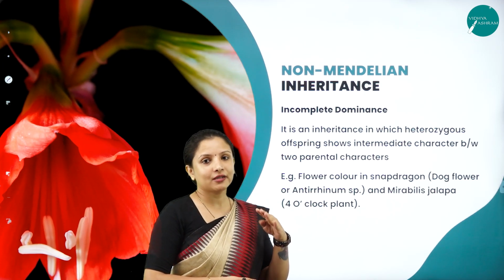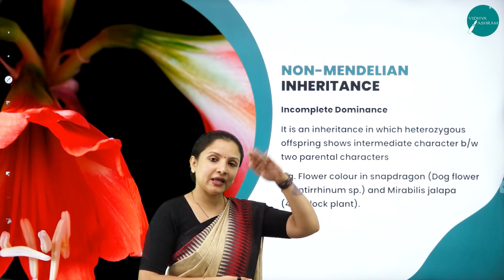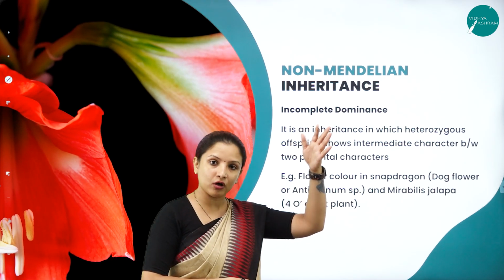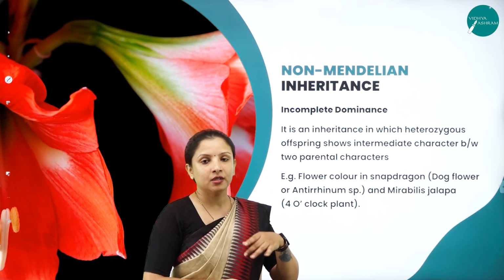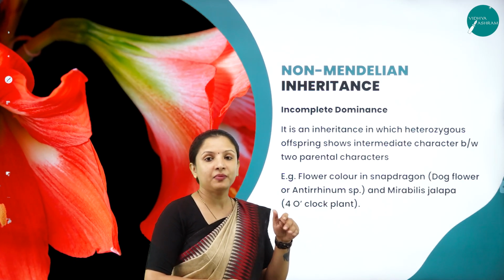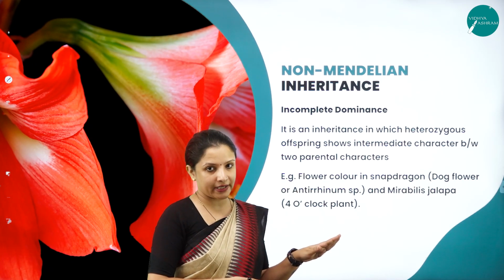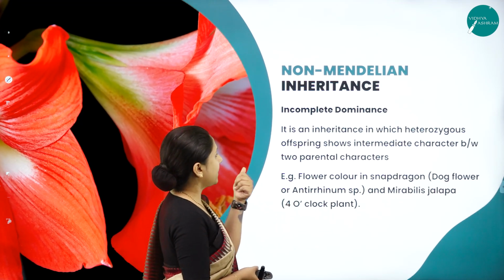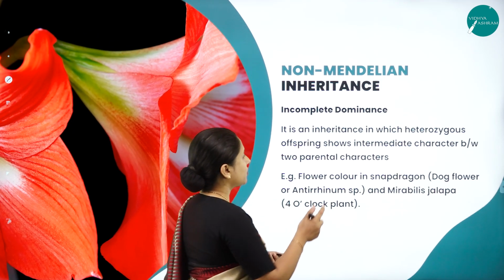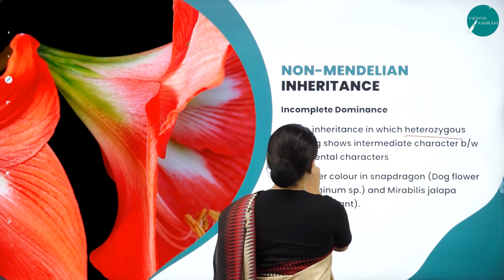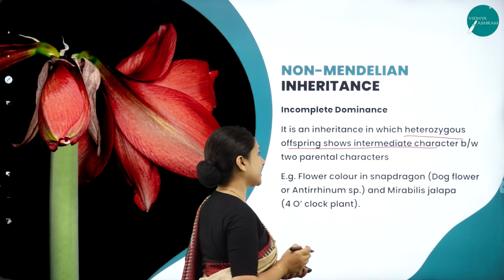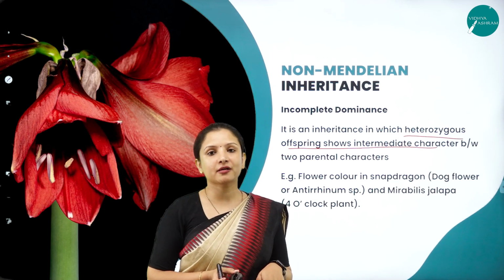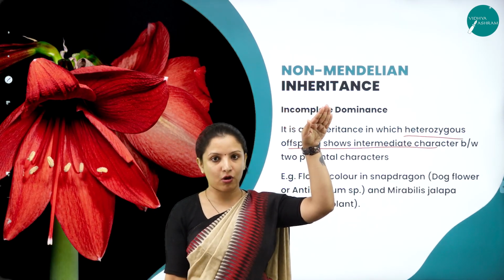that it is not always the main characters that will get expressed. That is, it is not that always the plant will be tall or completely dwarf, but also we can get plants which are of intermediate height. So that is what incomplete dominance means. It is an inheritance in which heterozygous offspring show an intermediate character between the two parental characters.